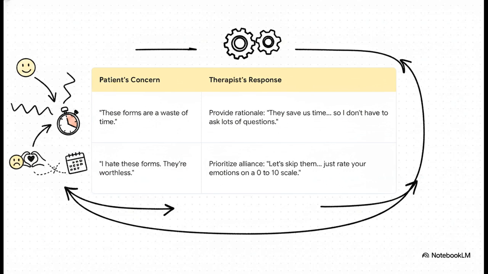But if the pushback is stronger, if they're saying, I hate these things, they're worthless, that's a different story. Then you have to prioritize the alliance. You bend. You say, okay, let's skip them for now. How about we just do a simple 0 to 10 scale? See the difference? The relationship always comes before the paperwork.